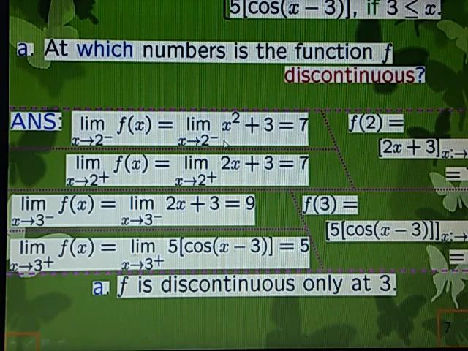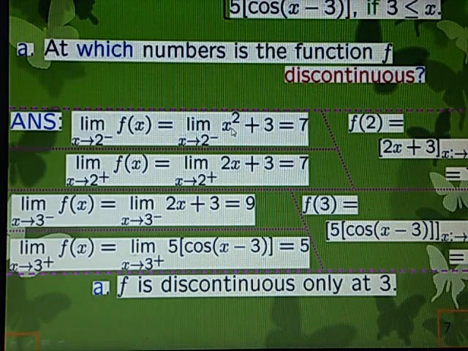Take another example. The more we get close to 2 from the left, you will see this is getting closer and closer to 7. So if I replace x by 2, it comes out to be 7. So we know when x is approaching 2 from the left, the function is approaching 7.